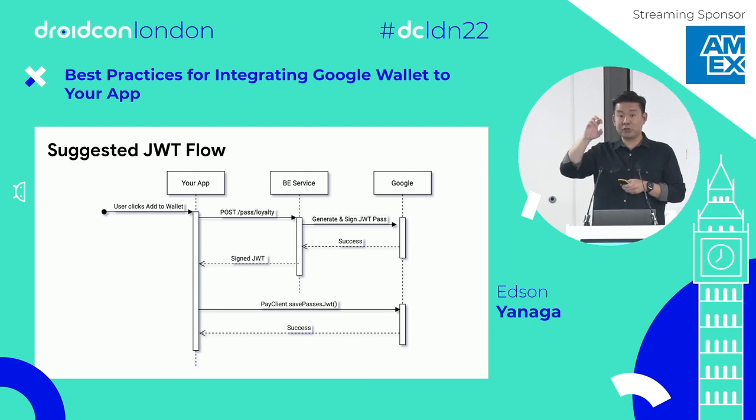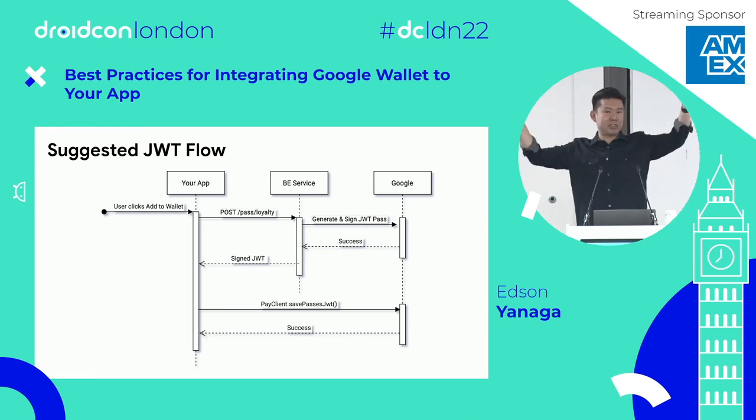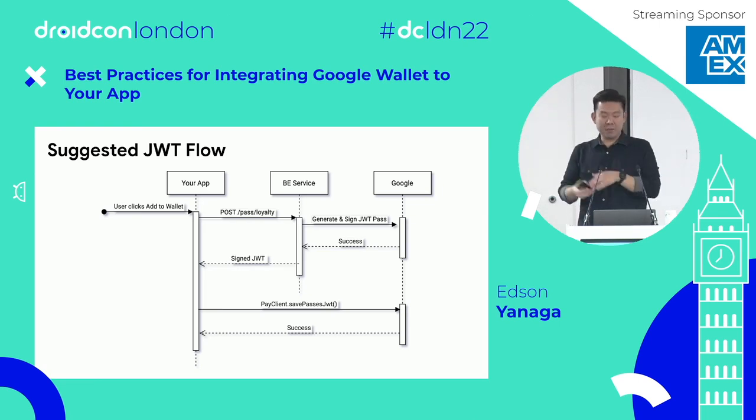template that. They're going to sign that using their service account. There's more to that. They're going to send that to Google API servers, retrieve a signed JWT, and you get just that big JWT string, pass it to your Android application, and you pass it to the method save pass JWT, and you're done. So the pass is already generated.